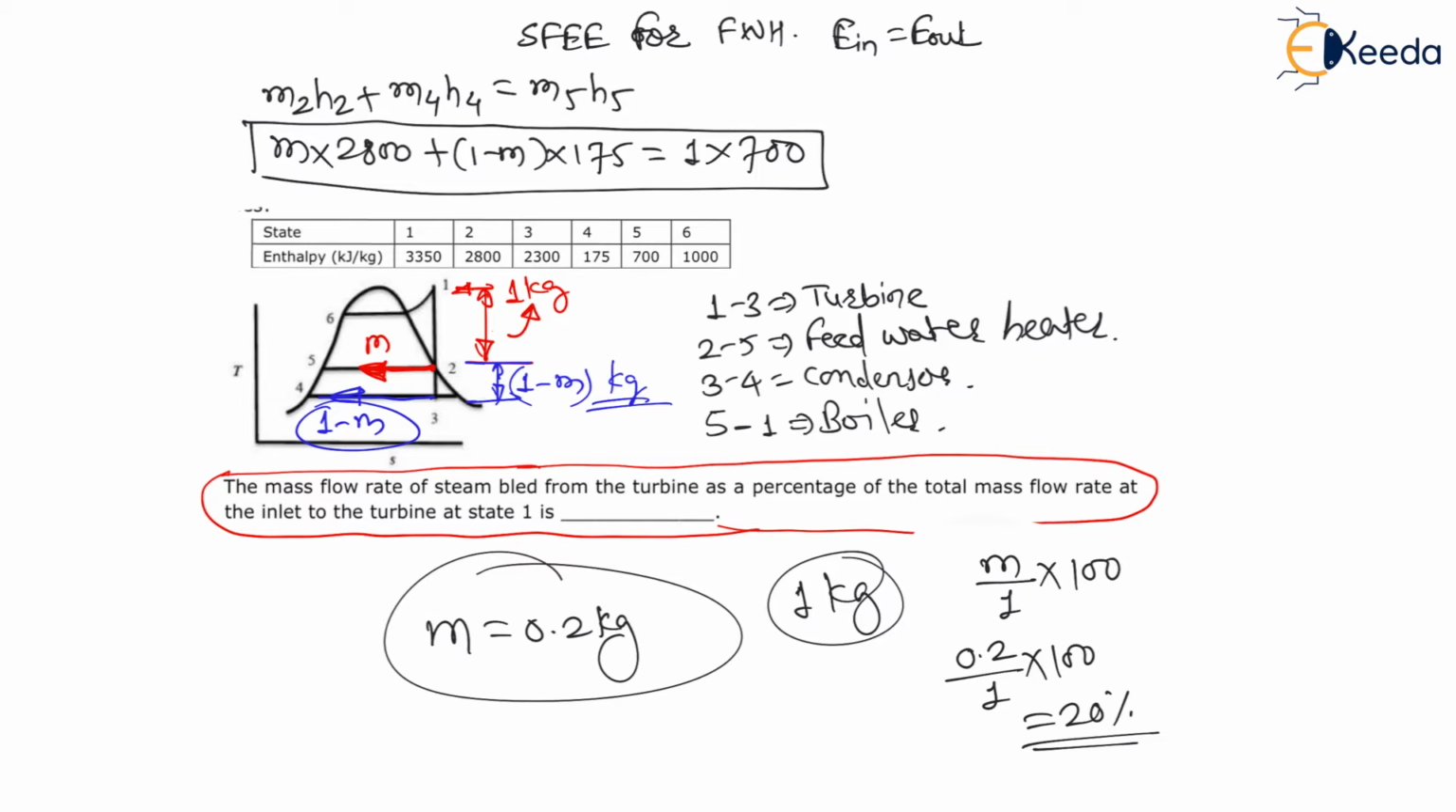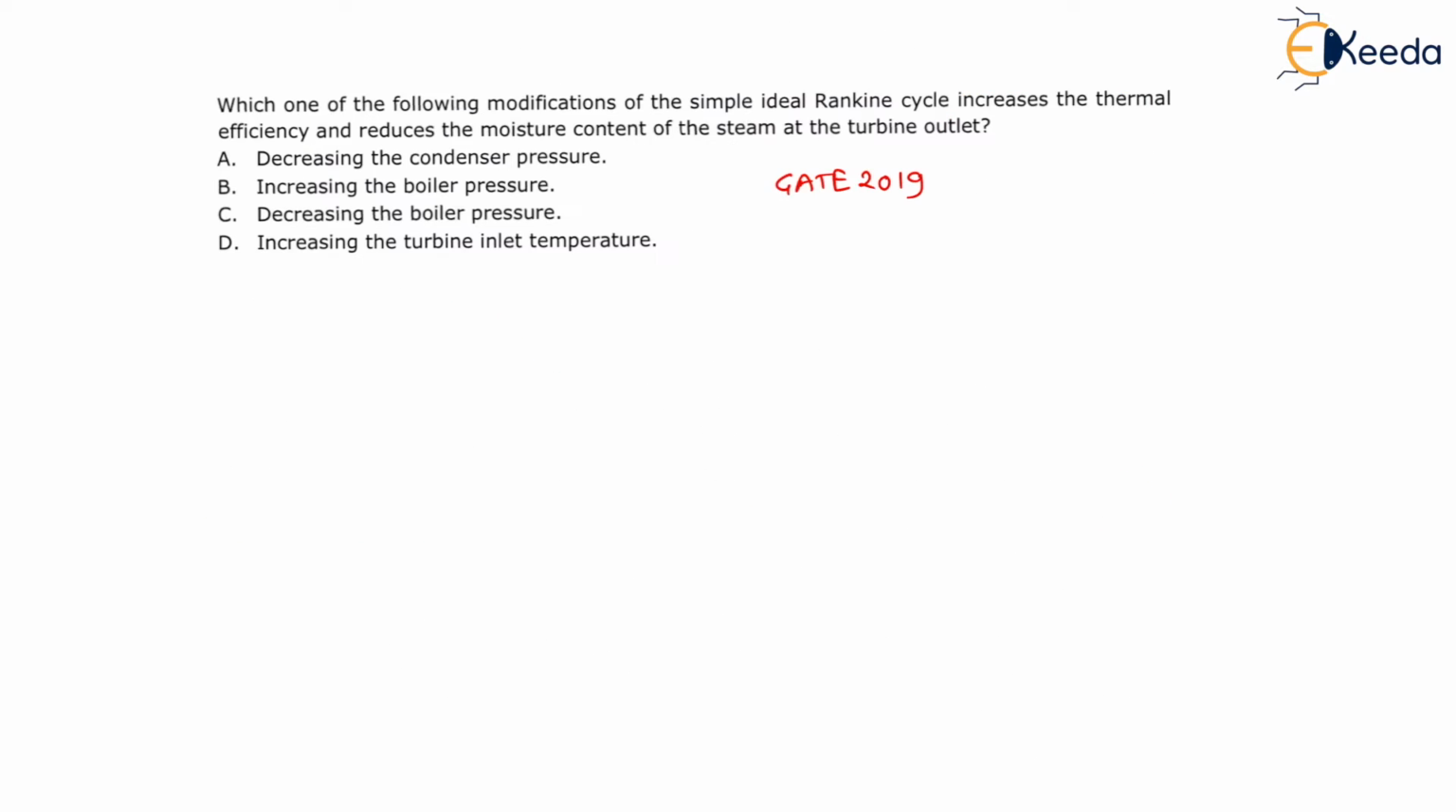So my dear students, in fill in the blanks you have to type only 20. If you type 0.2, then you will get 0 marks. You have to type only 20, because they are asking what is percentage, and for percentage we always have to multiply with 100. Therefore you have to type here 20 for getting full marks.